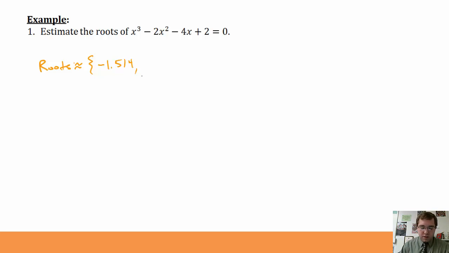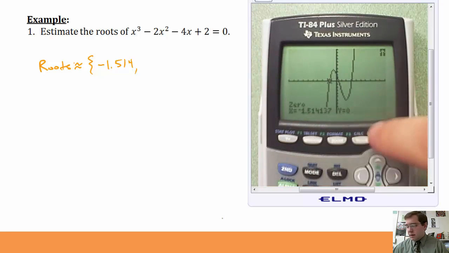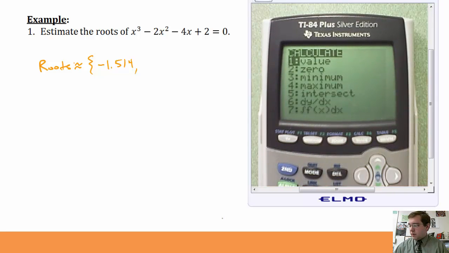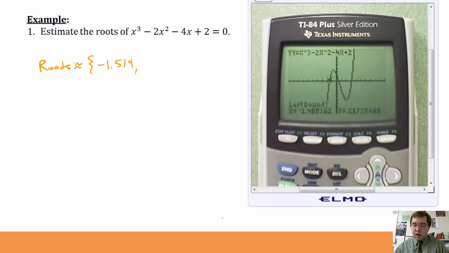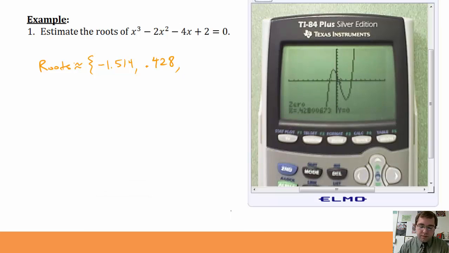Okay, let me find another one. There are 3 of them, so I'll do the same process. Second, calculate number 2, which is 0. I move to the left of what I want to find. Any place there is good. I move to the right. Click enter. Guess. Right where I am is a good guess. And it tells me 0.428. So let me write that one down. 0.428, comma. Let me go back and find the third one.